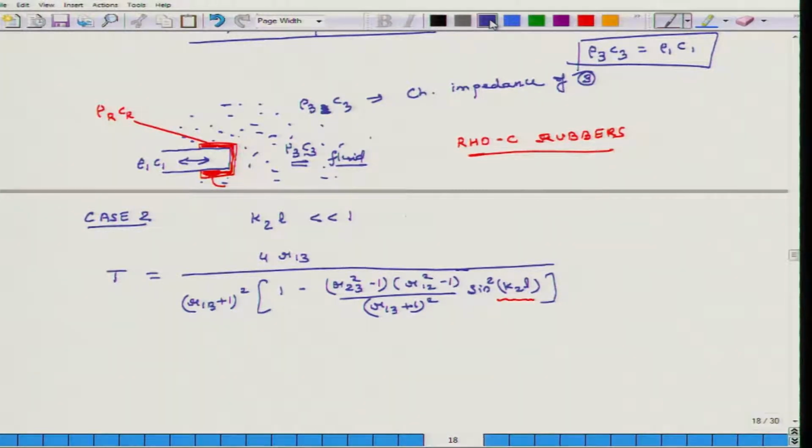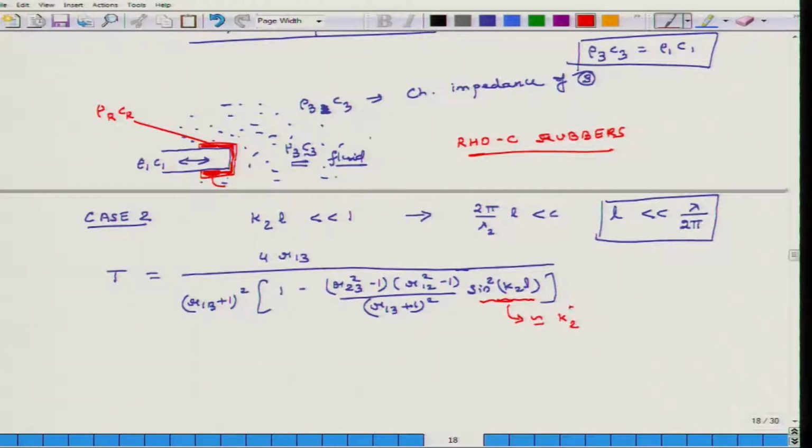When K2L is very small compared to 1, what does it mean? K2 is 2 pi over lambda 2, times L is very small compared to 1, which means that the length of the second medium is very small compared to 1/6 of lambda. If this condition is satisfied, then this term does not approximate 0 when sin theta is very small, because if I make it 0, then everything becomes 0. If it is small, then sin approximates K2L, and since this is sin square, it becomes K2 square times L square. So this is one thing.